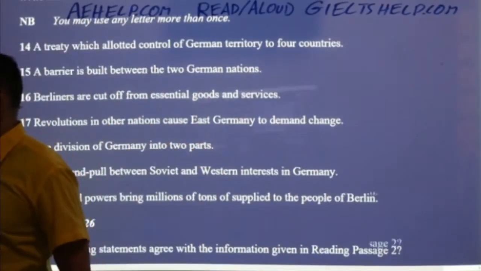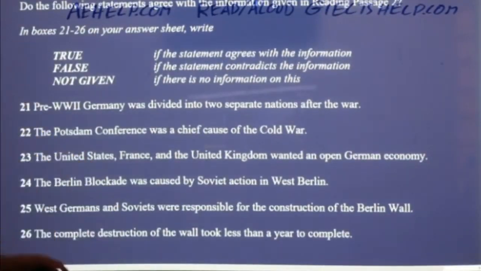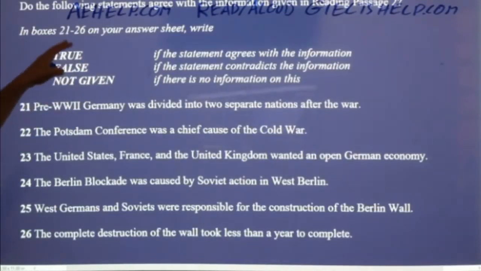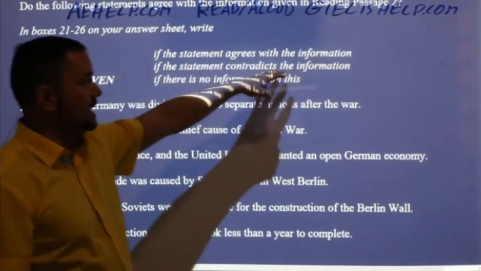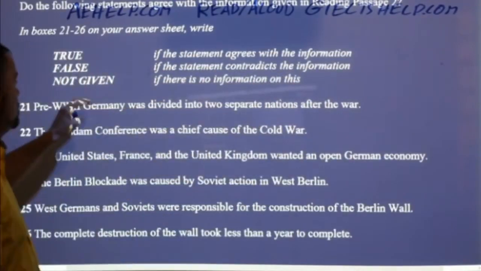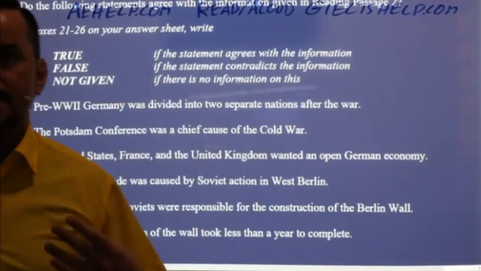Okay. All right, let's go on to these true, false, not given questions. So again, true, false, not given, the right strategy is the key to speed and correct answers. True, if the statement agrees with the information. False, if it contradicts the information. And not given, if there's no information on this. Okay.